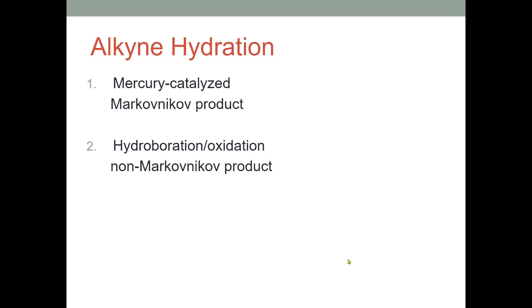Now where things change a little bit is when we get into hydration. Now we still have the two basic processes. We have a mercury catalyzed process that's going to give us a Markovnikov reaction product. And we have a boron catalyzed process that's going to give us the non-Markovnikov or anti-Markovnikov product. So this is similar to oxymercuration and demercuration that we saw in chapter 8 and hydroboration oxidation in chapter 8 to give us the non-Markovnikov.